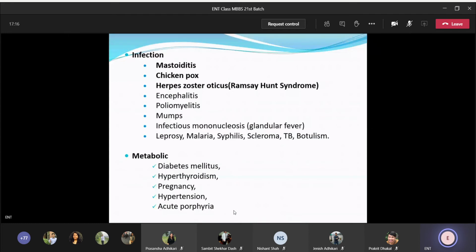Otherwise, we are interested in mastoiditis. Mastoiditis also leads to facial nerve palsy, especially chronic suppurative otitis media, atticoantral disease, chickenpox, herpes zoster, encephalitis, poliomyelitis, mumps, infectious mononucleosis, leprosy, malaria, almost all of these may cause facial palsy. What are the causes of facial palsy? Leprosy, malaria, syphilis, most important causes like ENT mastoidectomy, herpes zoster oticus.